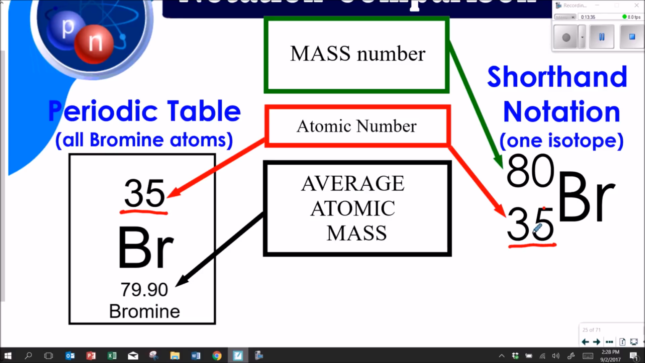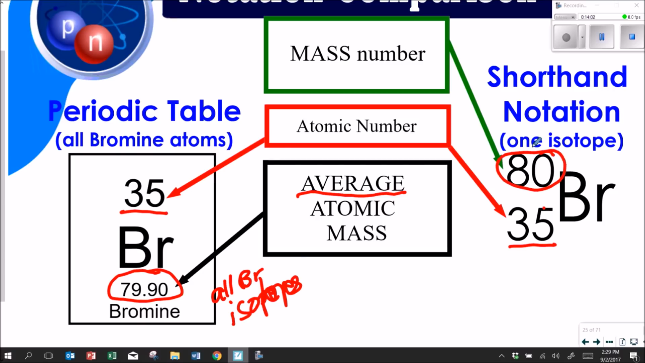Be careful about that. Then over here on your periodic table, we have what we call an average atomic mass. This mass is the average mass for all the bromine isotopes that exist in the universe. On the shorthand notation, the mass which is on top is the mass of only that one particular isotope of bromine.